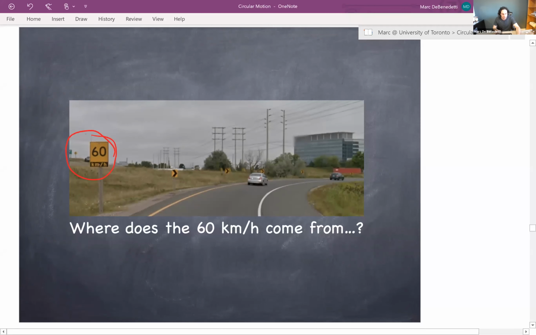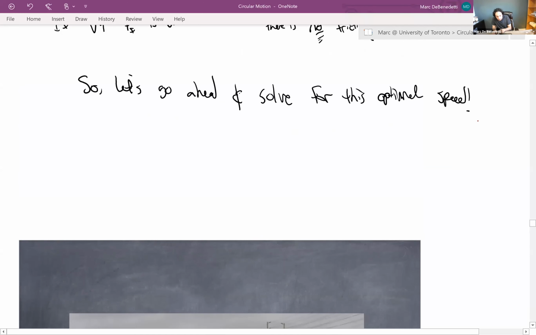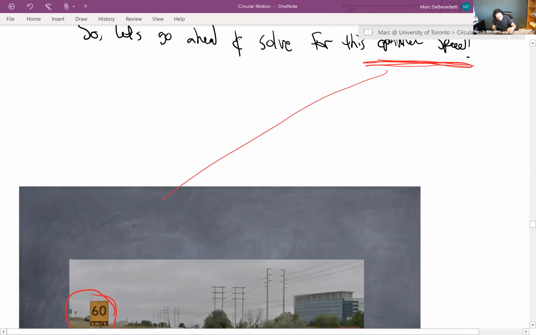I'll give you a bit of a foreshadow. The number 60 kilometers per hour is in fact the speed we're looking for. 60 kilometers per hour is the optimal speed that you need to drive so that you do not need friction to help you around the corner. And this is optimal because if the weather conditions are bad in Southern Ontario, our winters are pretty brutal, we got black ice. Sometimes you can't necessarily depend on friction to turn your wheels or to brake or to accelerate or to turn. So that number is there as a safety thing.